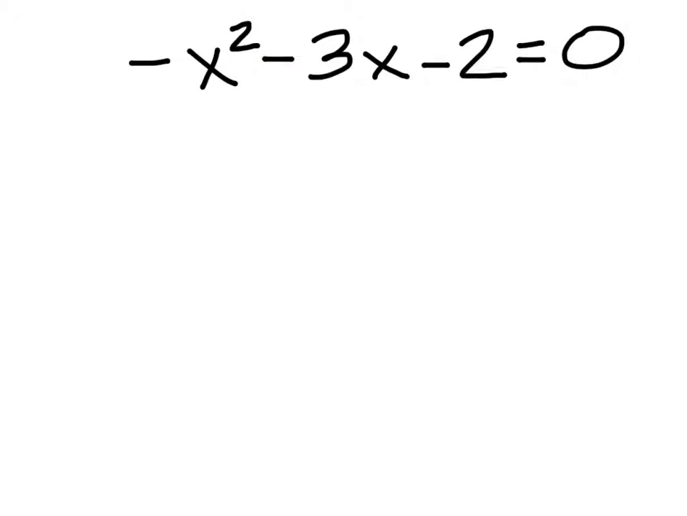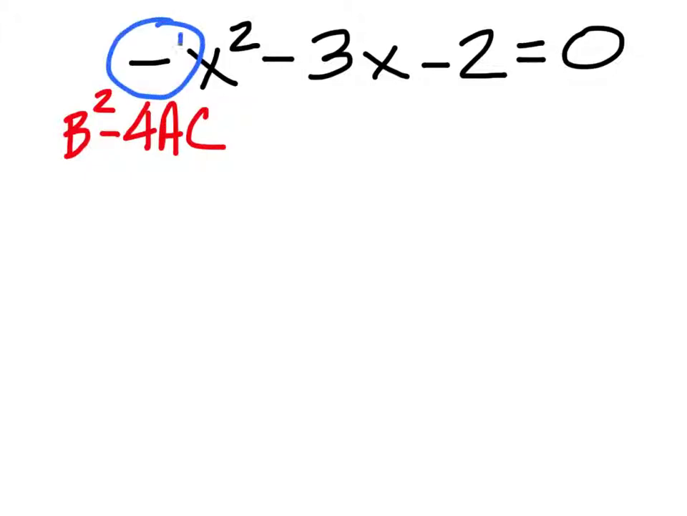Example 1. We have negative x squared minus 3x minus 2 equals 0. I have to find the discriminant first to see if this is going to be a real answer or a complex answer. The discriminant is b squared minus 4ac. And in your equation, a is a negative 1, b is a negative 3, and c is a negative 2.